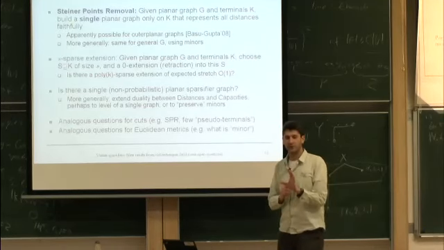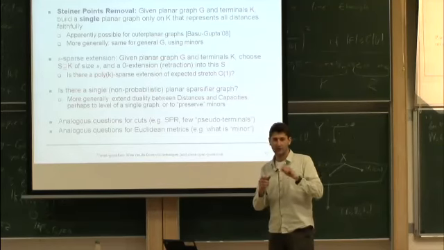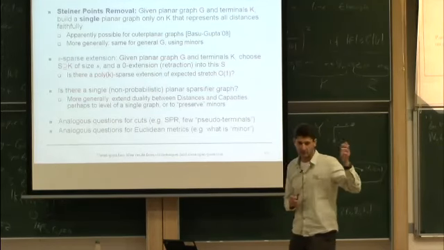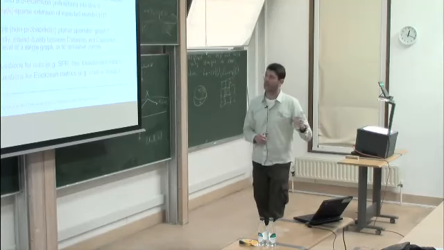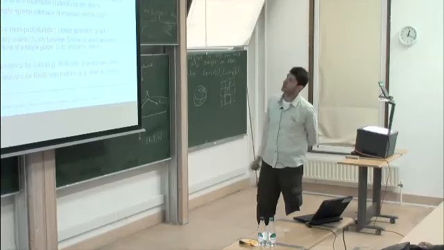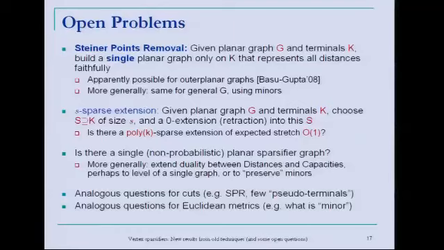A version of it would be, whatever graph you started with, I want H, the smaller graph, to be a minor of the original one. That's a bit stronger because, of course, that implies that if G is planar, H is planar. So here is a specific version: given a planar graph G and terminals K, build a single planar graph only on K that represents all the distances faithfully. Faithfully, you'd like it to be constant factor.